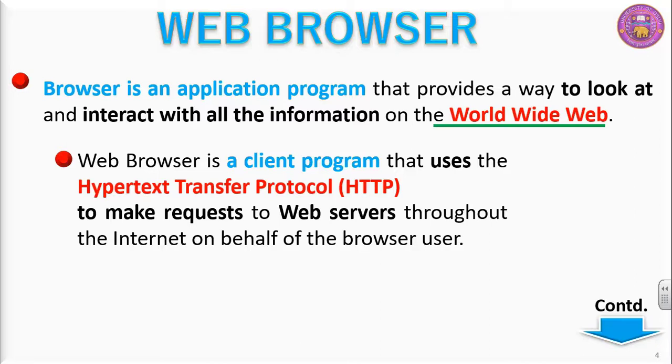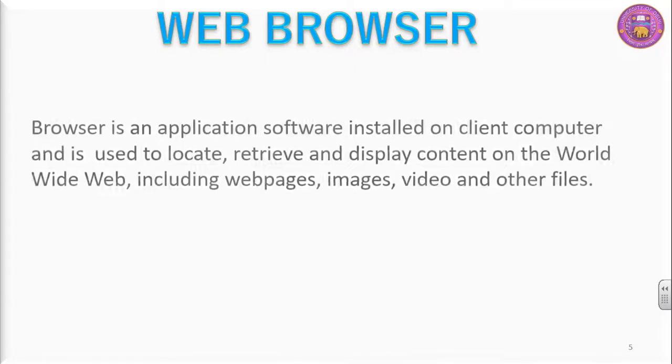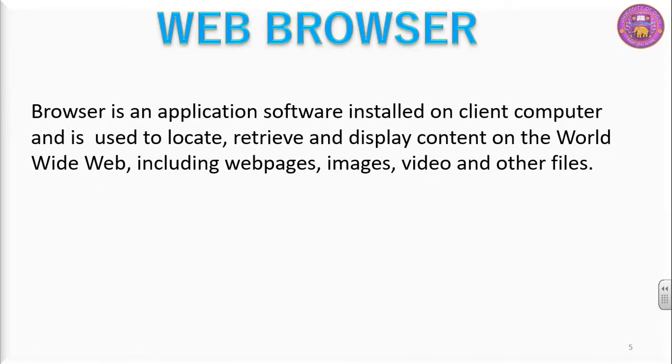So any program which uses Hypertext Transfer Protocol can take our request to the web server where the website resides. This particular program takes our request to the web server, and from the web server it fetches the pages which we require on our computer. So a browser is an application software installed on a client computer and is used to locate, retrieve, and display content on the World Wide Web, including web pages, images, videos, and other files.